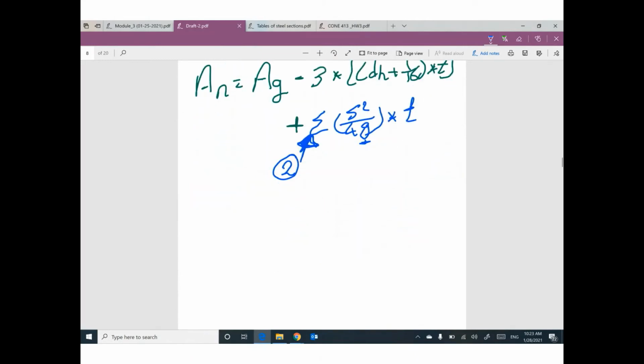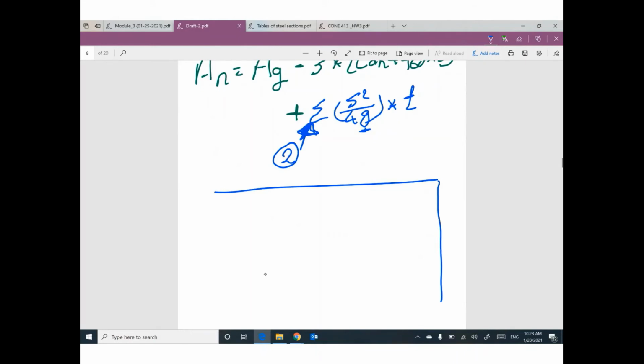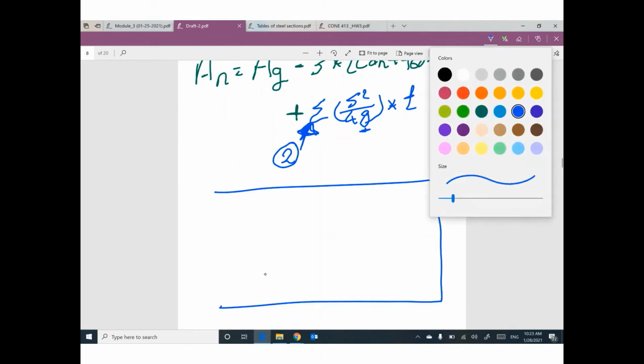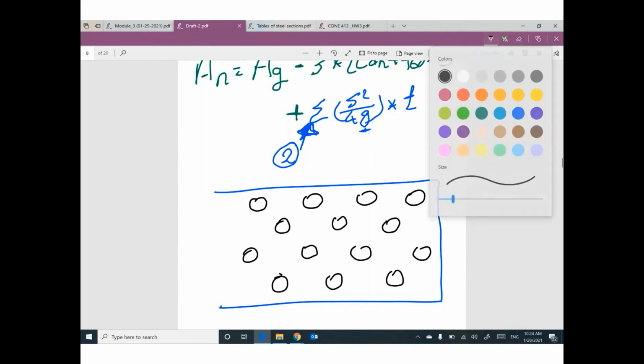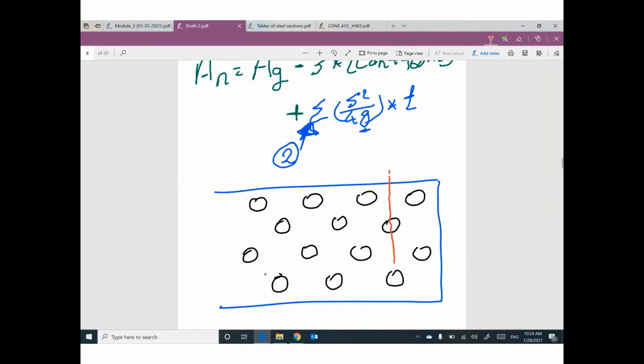For example, if you have something like this, what is your expectation? We have 2 cases. Case number 1, failure like this. Case number 2, what else? Probably we have this failure.